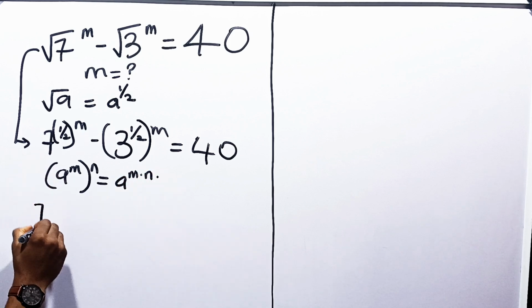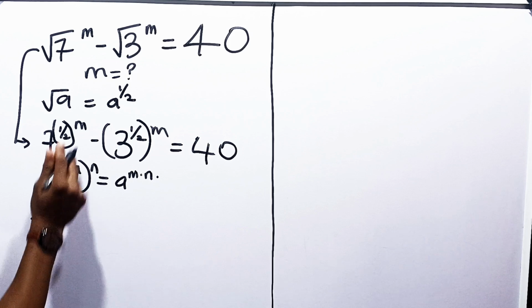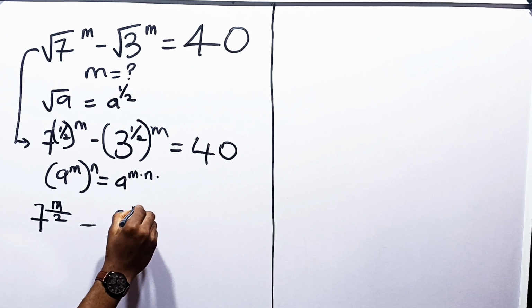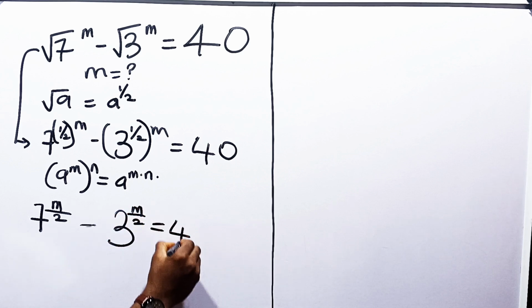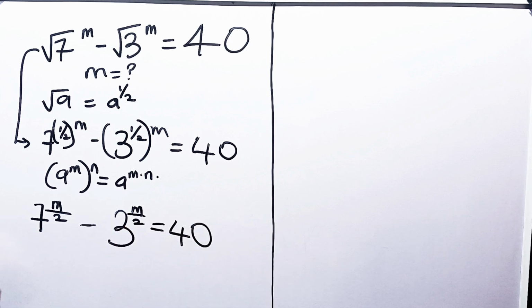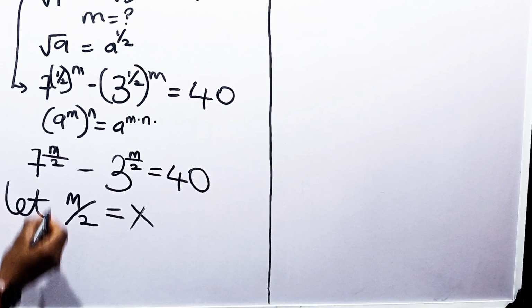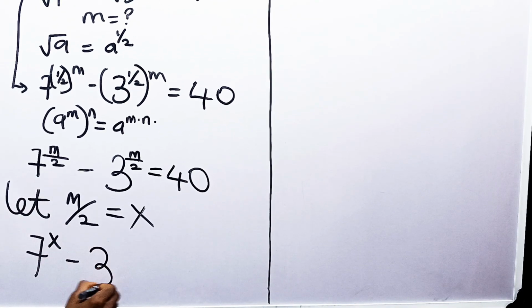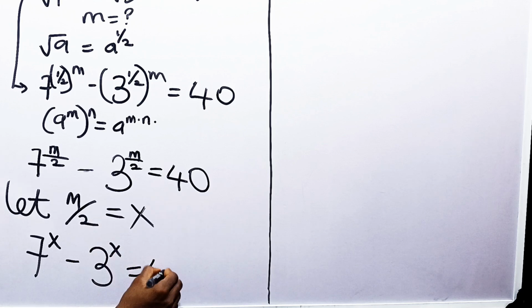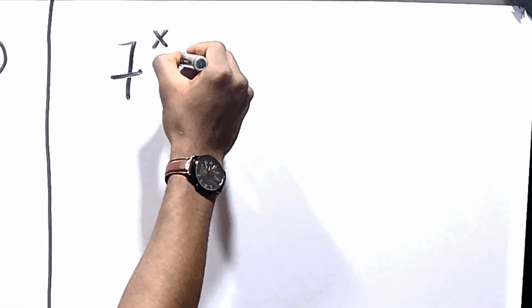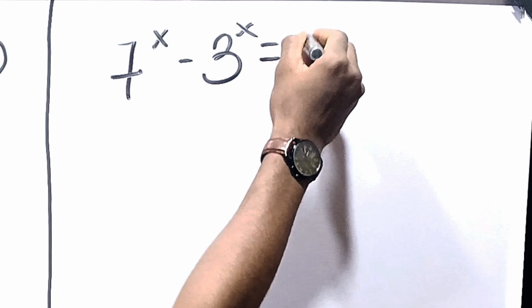Hence, this will become 7 raised to power m over 2, which is m times 1 over 2, minus 3 to the power m over 2, is equal to 40. Now we can do something at this juncture. We can say let m over 2 equal x. So if m over 2 is equal to x, we have 7 raised to power x minus 3 raised to power x is equal to 40.